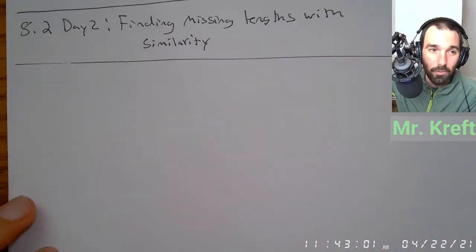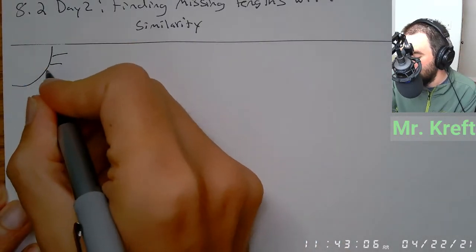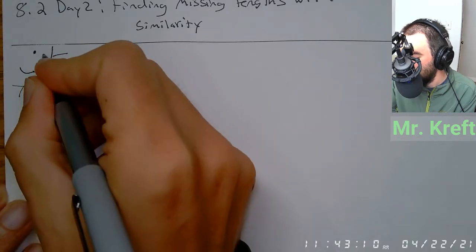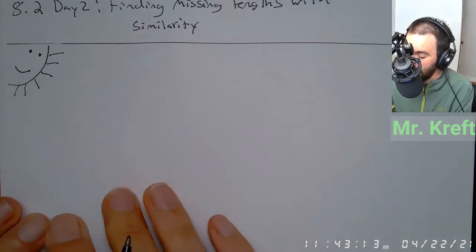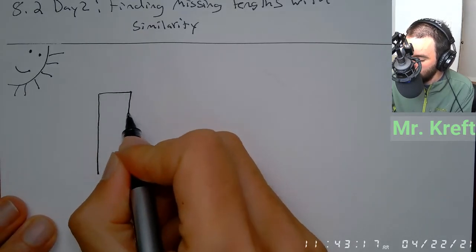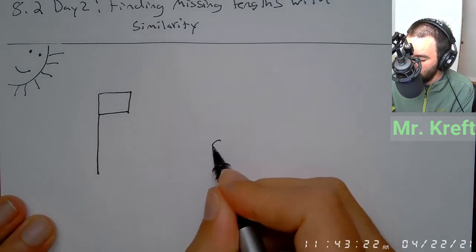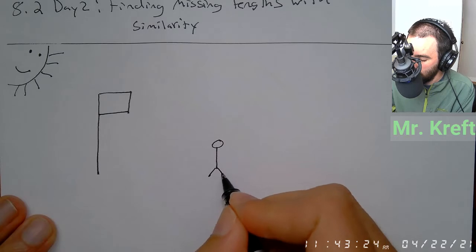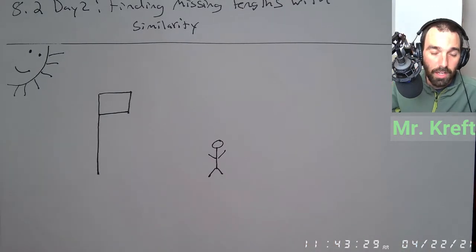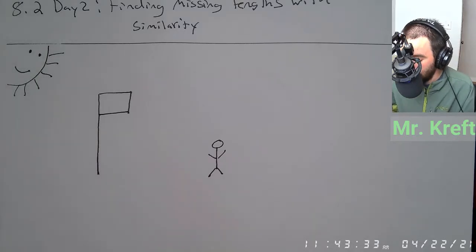Basically, it's a bit of a story. We have the sun beating down on us. Here, I'll make it a happy sun. And we have a flagpole. We have you, or a person. Now, what does the sun do when it hits objects? The sun creates a shadow.